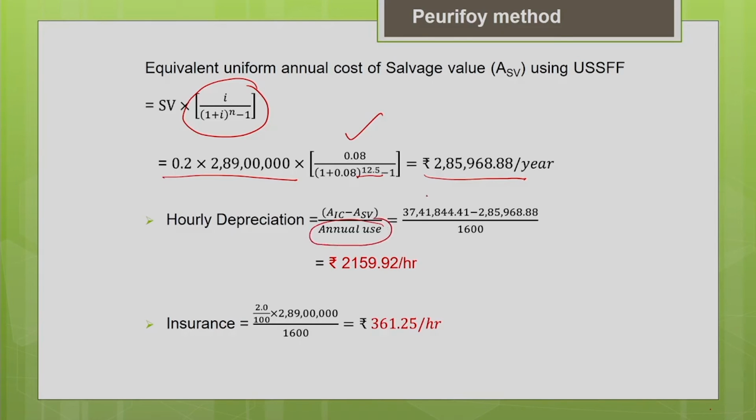so that I can get the hourly depreciation directly. So your annualized initial cost is 37,41,844.41 minus your salvage value.